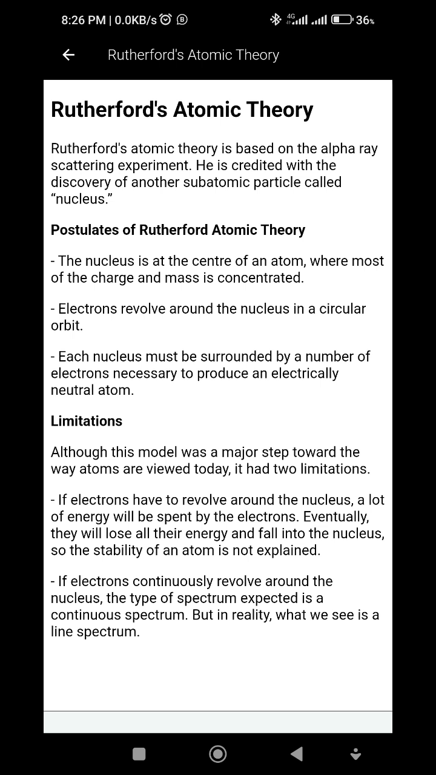subatoms. However, the postulate of Rutherford atomic theory said that the nucleus is at the center of an atom where most of the charge and mass is concentrated. Electrons revolve around the nucleus in a circular orbit. Definitely we know this. All these things we don't need to start explaining again. It has been explained that you should know all these things very well.